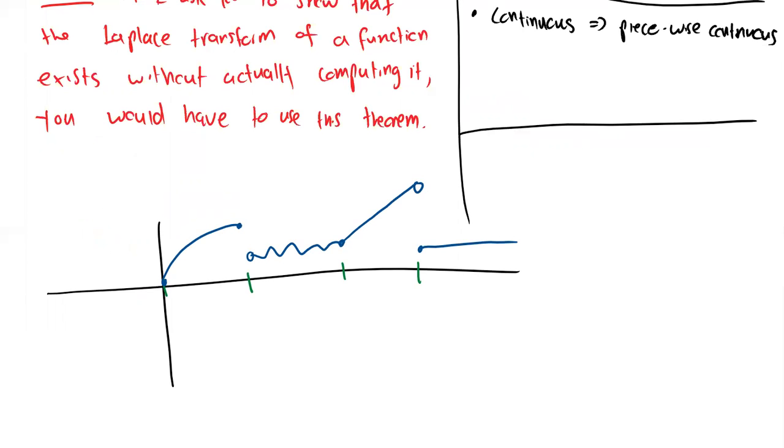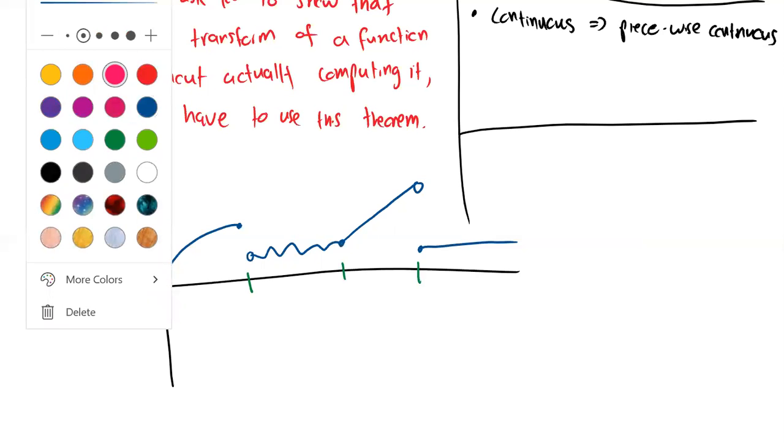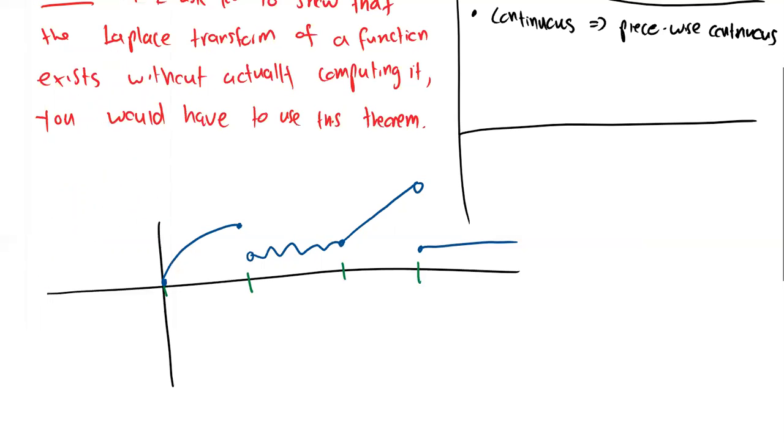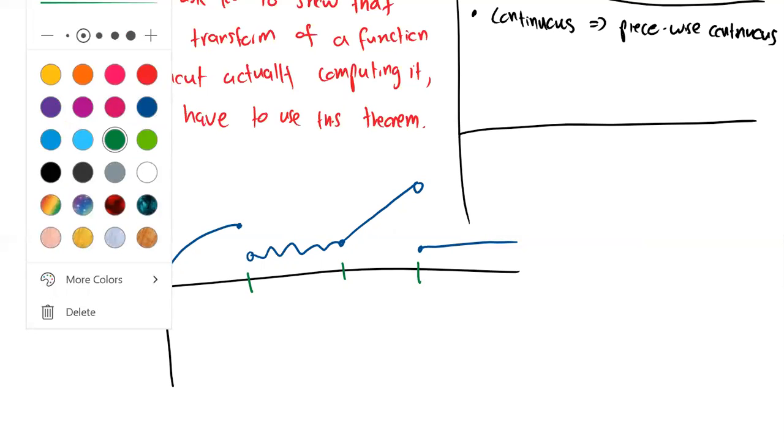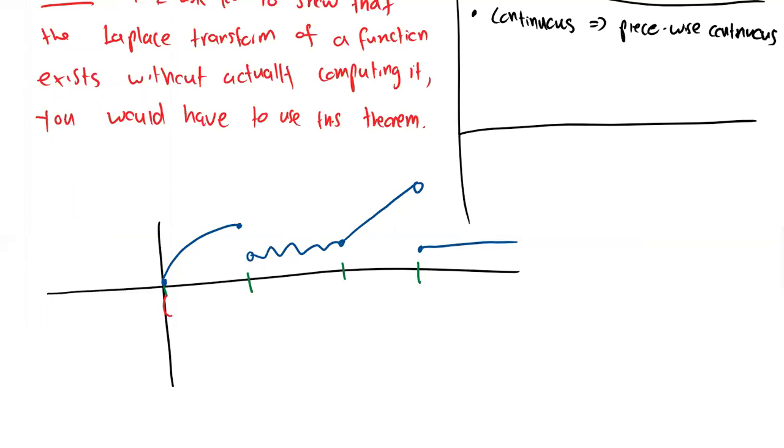Right? You can see that it's not continuous, because you cannot draw this graph without lifting up your pencil. However, on each open subinterval, so let me write those here with a different color, let's use red, the function is continuous.